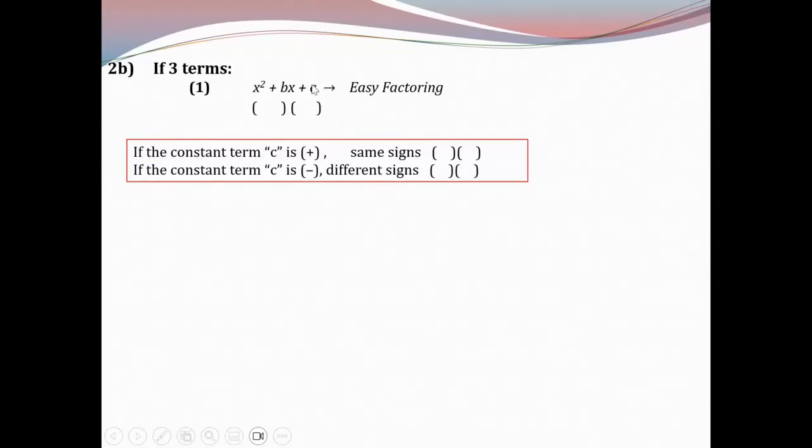Because the c is called the constant term. The bx term is called the bx term. So the constant term is very important when factoring this way. If the constant term c is positive, the signs will be the same. If the constant term c is negative, the signs are going to be different.